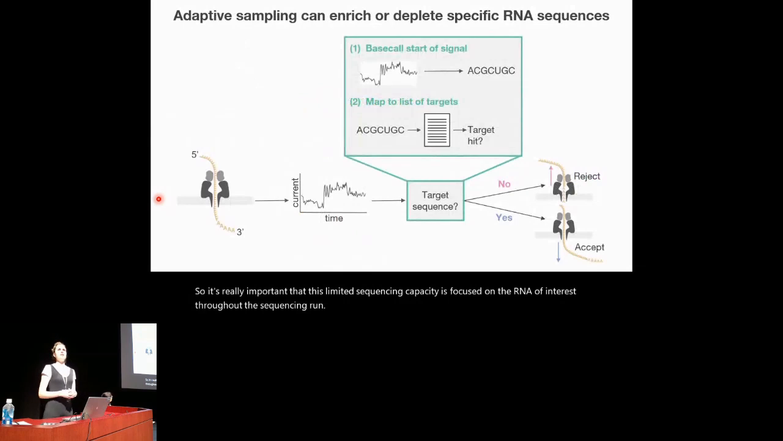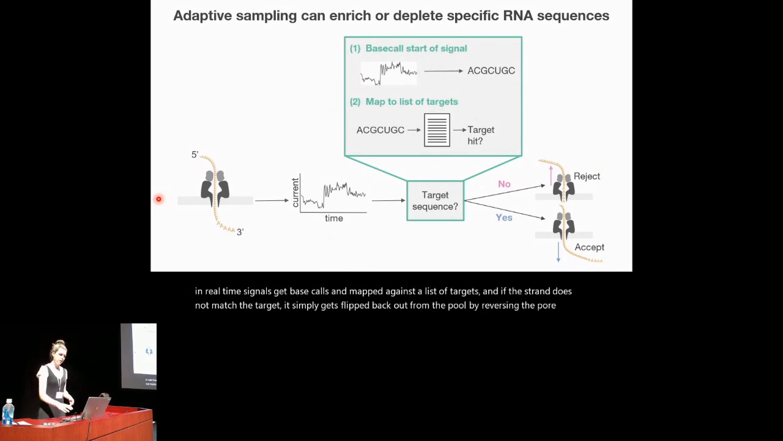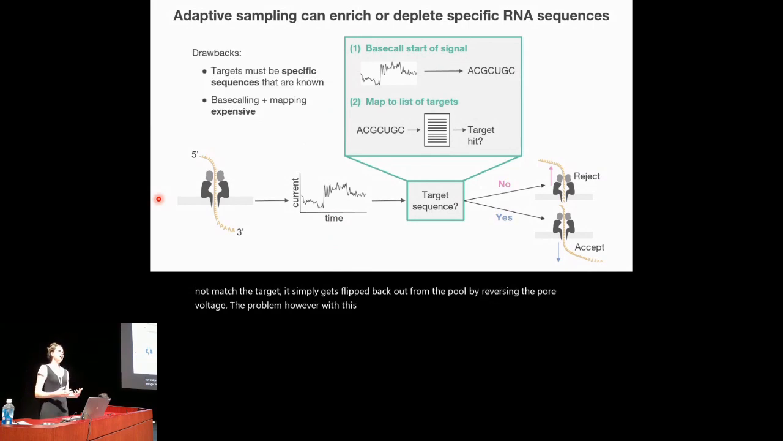A unique advantage of nanopore sequencing is the adaptive sampling feature. This is where in real time signals get base called and mapped against a list of targets. And if the strand does not match the target, it simply gets flicked back out from the pore by reversing the pore voltage. The problem, however, with this approach is that the targets must be specific sequences that are known beforehand. And this is a problem when you're dealing with samples or organisms with incomplete references.